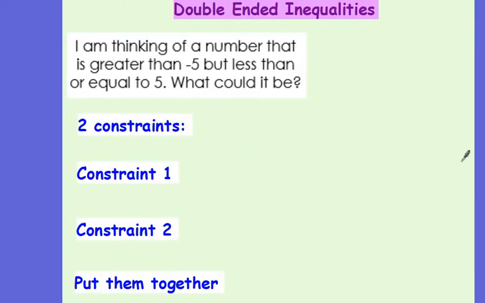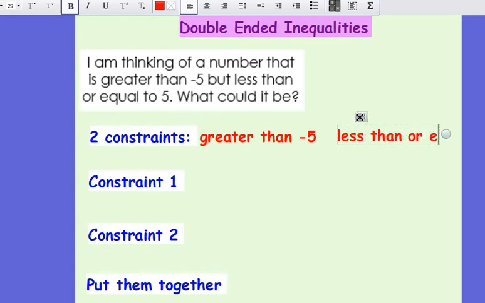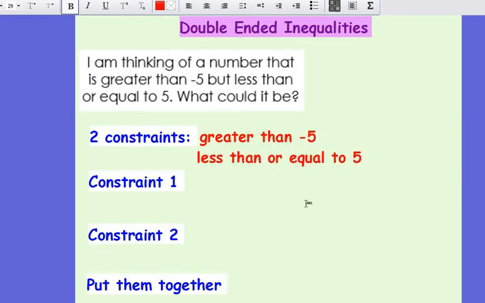So there's another type of inequality I want us to discuss, and that's a double-ended inequality. So I've been told I'm thinking of a number that is greater than -5, but less than or equal to 5. What could it be? So we need a number that's greater than -5. That's constraint number 1. And we need it to be less than or equal to 5. Those are our two constraints on this number.